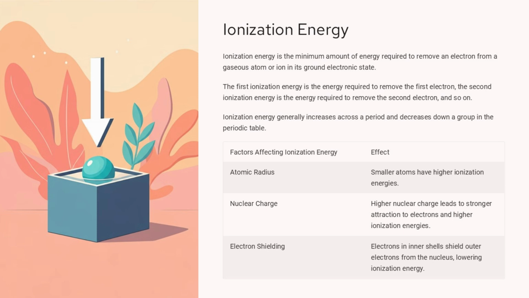Ionization energy generally increases across a period and decreases down a group in the periodic table. Factors affecting ionization energy: atomic radius. Smaller atoms have higher ionization energies. Nuclear charge. Higher nuclear charge leads to stronger attraction to electrons and higher ionization energies. Electron shielding. Electrons in inner shells shield outer electrons from the nucleus, lowering ionization energy.